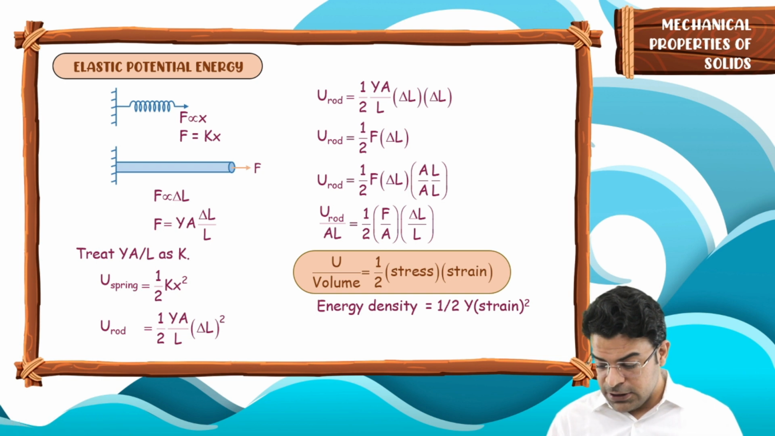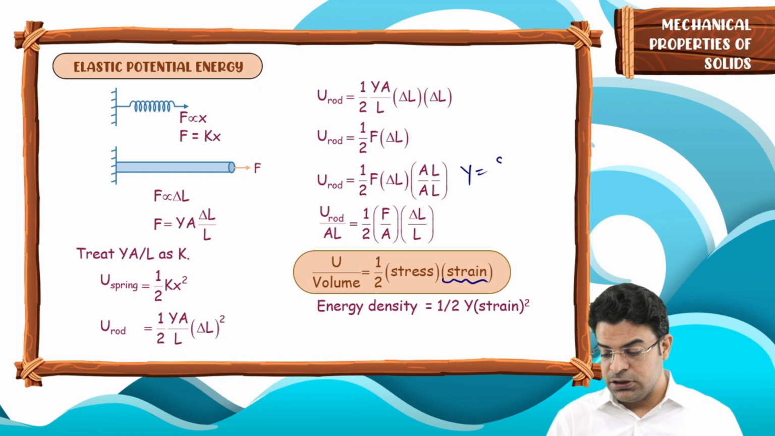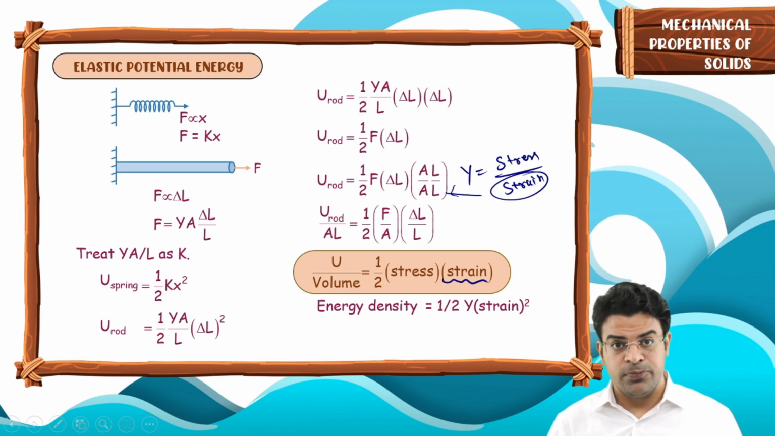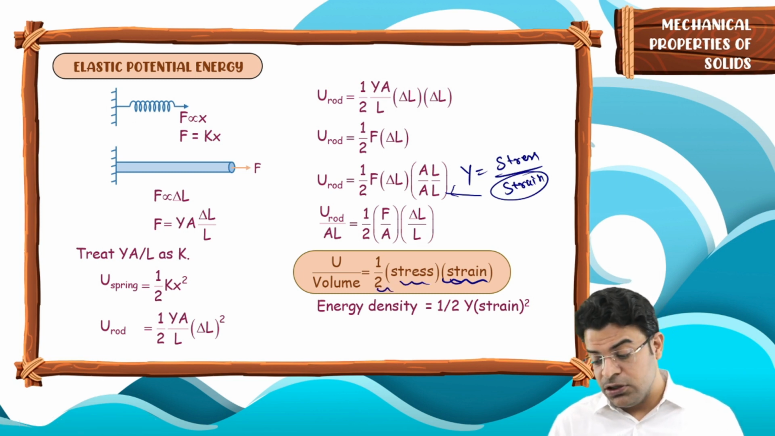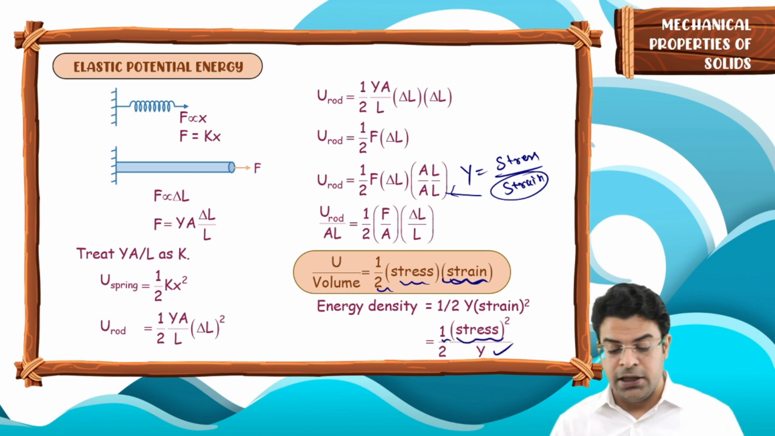Or in place of strain, using Young's modulus equals stress upon strain, you can write stress by Young's modulus. So what you get is half into stress by Young's modulus, which gives half into stress square by Young's modulus.